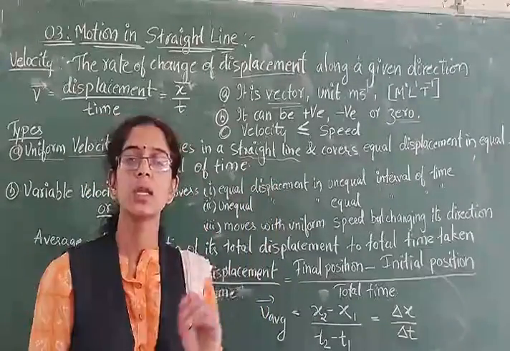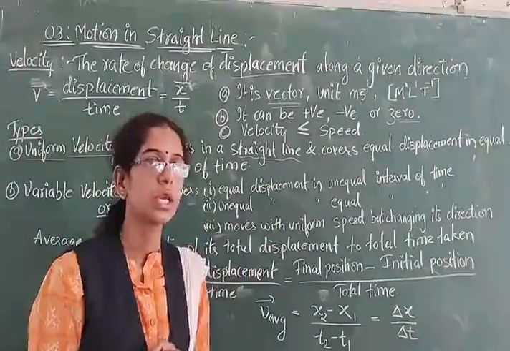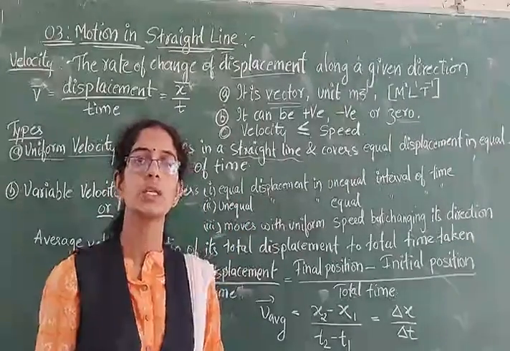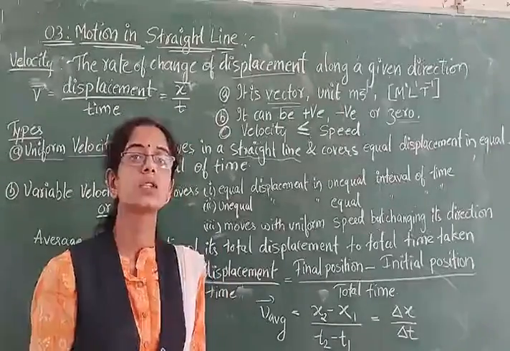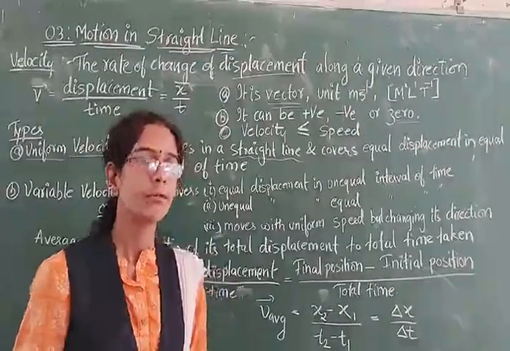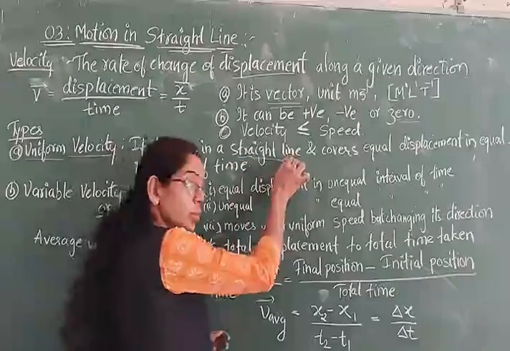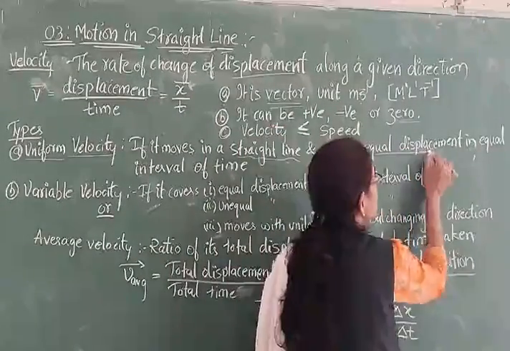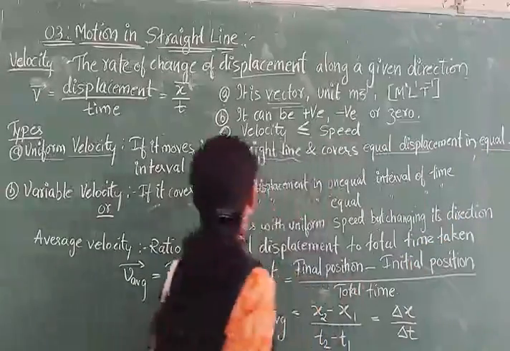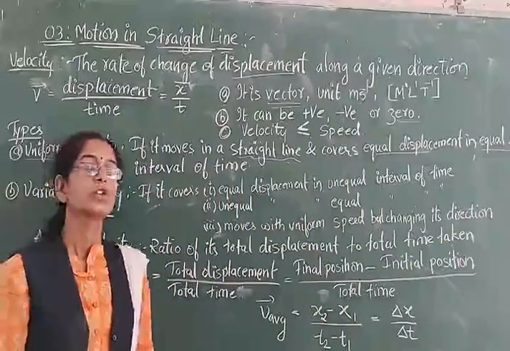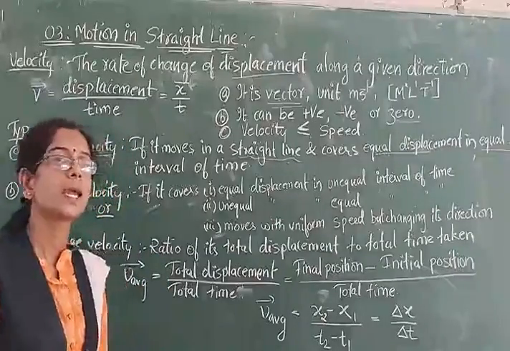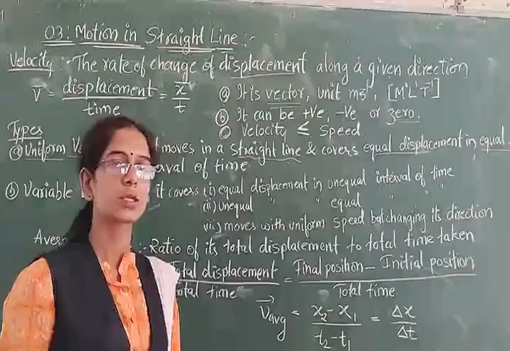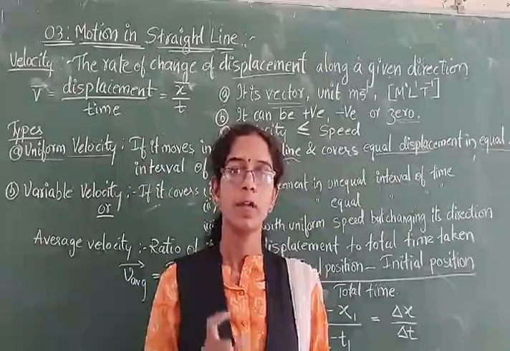Why is the term straight line represented here especially? Because the object should not change its direction when it is moving. When it changes its direction, the quantity will vary. Therefore, it should move along a straight line and cover equal displacement in equal intervals of time. So when the object is moving along a straight line covering equal displacement in equal time, that physical quantity is called uniform velocity.